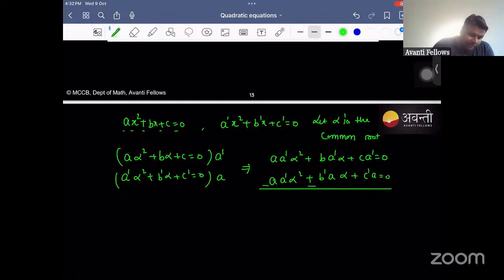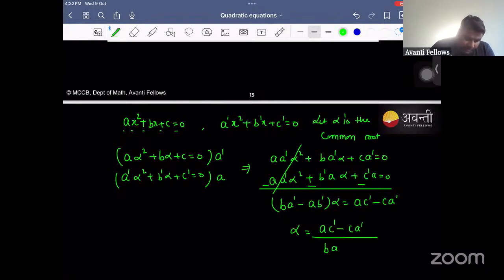Now you subtract both of them. The alpha square terms cancel. So it is (b a dash minus a b dash) alpha equals a c dash minus c a dash. Got it? So the alpha value you get is (a c dash minus c a dash) upon (b a dash minus a b dash). Now, this is the common root which I obtained.